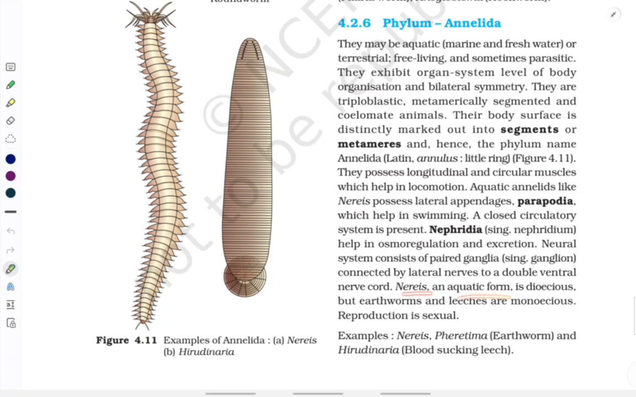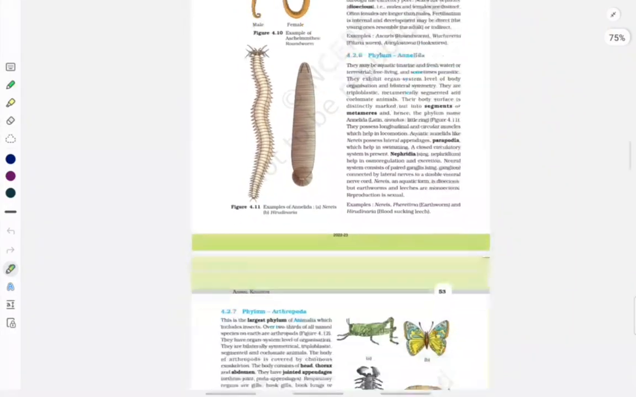Nereis, an aquatic form, is dioecious, मतलब दो जगह अलग अलग, एक मेल और एक फीमेल. But earthworm and leeches are monoecious, which means एक ही बॉडी पे दोनों सेक्स ऑर्गन्स, earthworm and leeches. And the reproduction is majorly sexual. Now the examples could be Nereis, as we saw here, Pheretima, which is the earthworm, and Hirudinaria, which is a blood sucking leech. You all must have seen leeches, the blackish color organism.